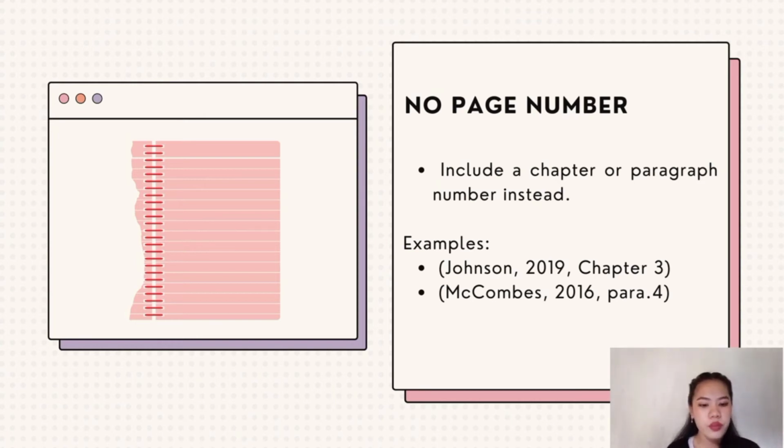So we have here an example. First is open parenthesis, Johnson, followed by a comma, and then the publication year, which is 2019, comma, and then followed by the chapter, which is chapter 3, and then don't forget the close parenthesis. In the second example, open parenthesis, McCombs, followed by a comma, the publication year, which is 2016, and then followed by a comma, and lastly the paragraph number, which is paragraph number 4. To make the word paragraph short, you can write para followed by a period and then the paragraph number, and then don't forget the close parenthesis.